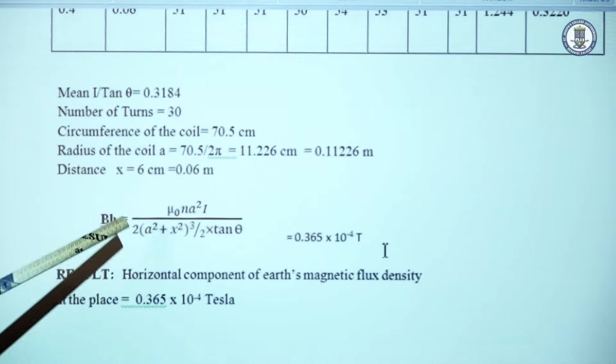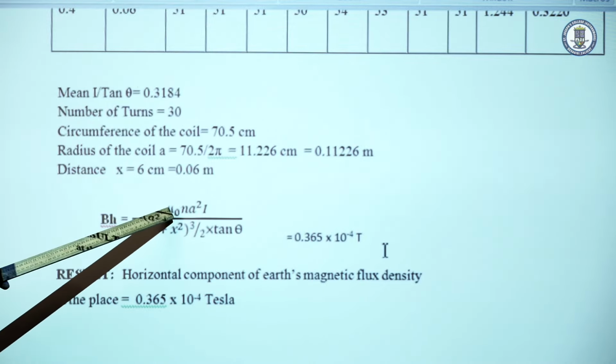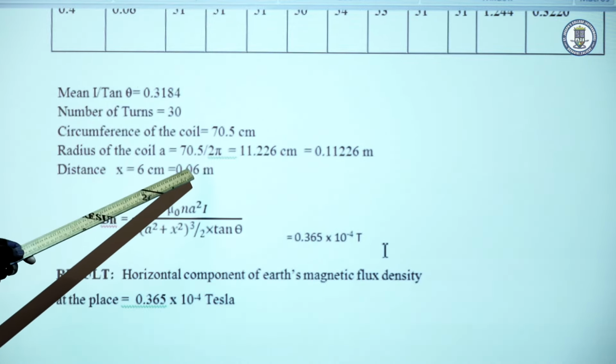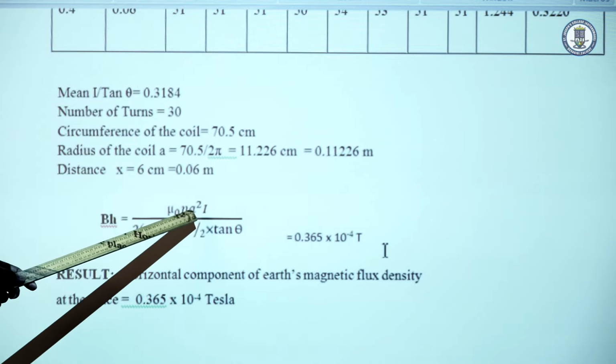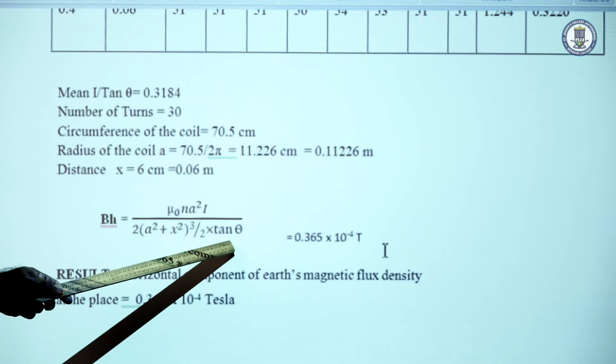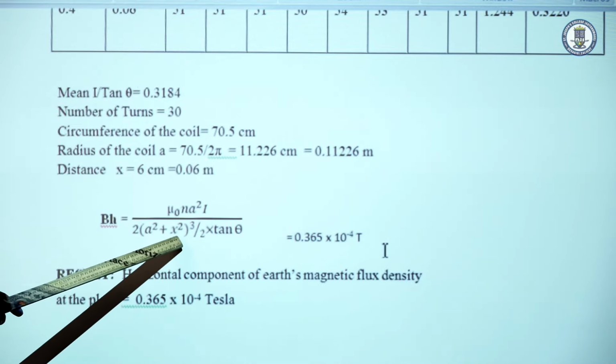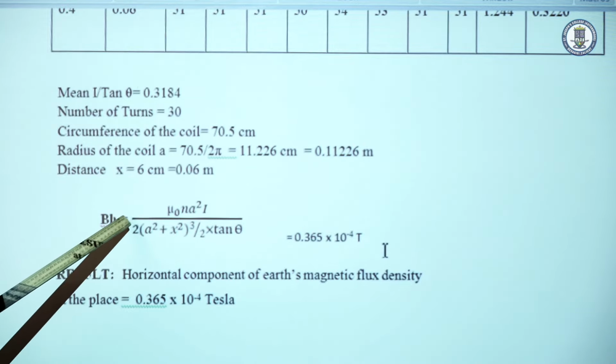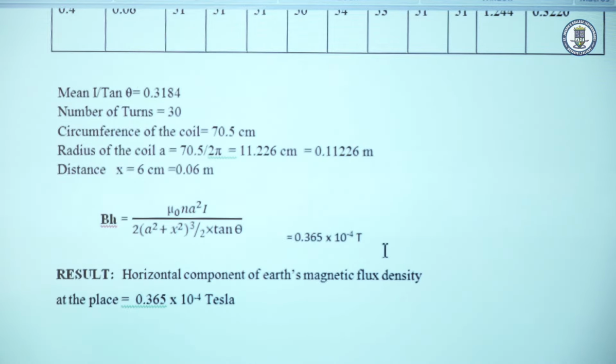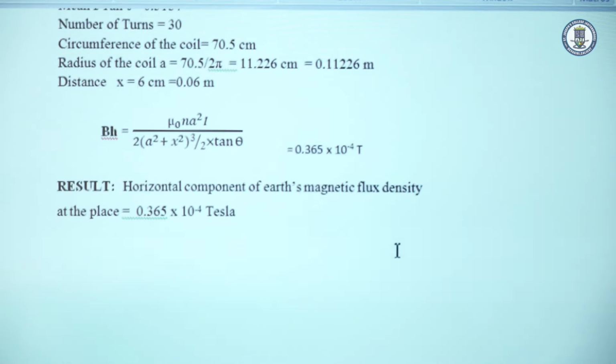So we can calculate the value of B or BH, which is mu 0 times n, which is 30, times a squared, that is 0.1122 squared, times I by tan theta, which we are substituting, divided by 2 times (a squared plus x squared), where x is 0.06. So it is calculated and we obtain a value of 0.365 into 10 to the power of minus 4 Tesla. So that is our result. The horizontal component of Earth's magnetic field at the given place is 0.365 into 10 to the power of minus 4 Tesla.